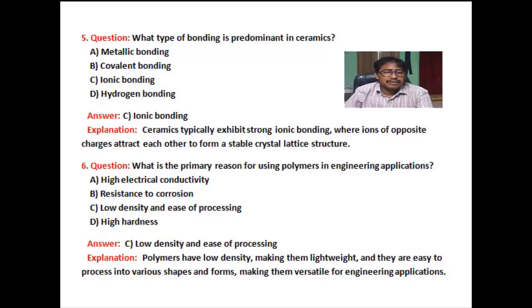Question 6: What is the primary reason for using polymers in engineering applications? A. High electrical conductivity. B. Resistance to corrosion. C. Low density and ease of processing. D. High hardness. Answer: C. Low density and ease of processing. Explanation: Polymers have low density, making them lightweight, and they are easy to process into various shapes and forms, making them versatile for engineering applications.